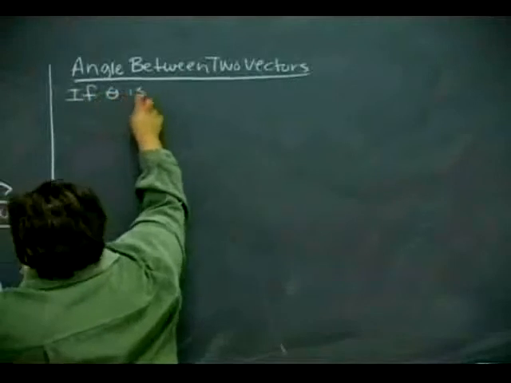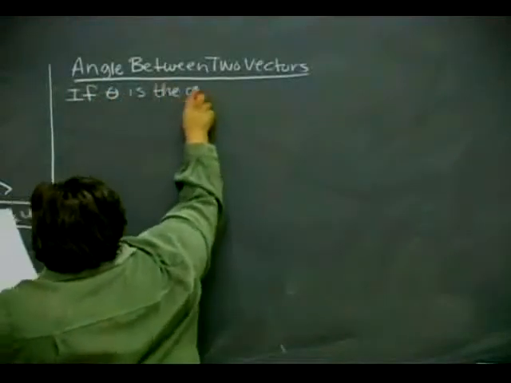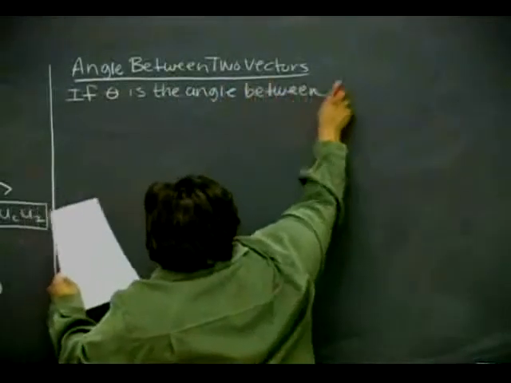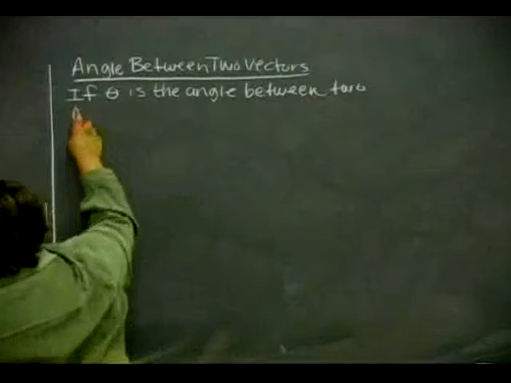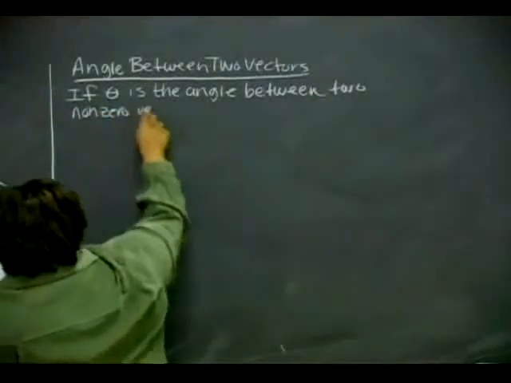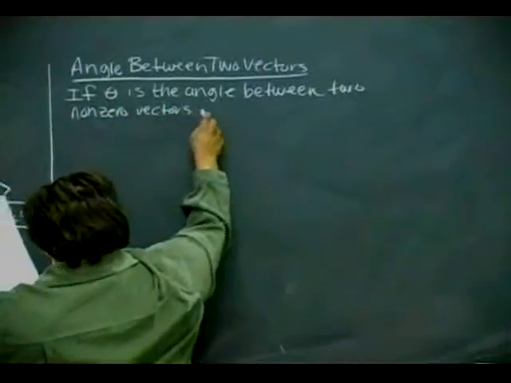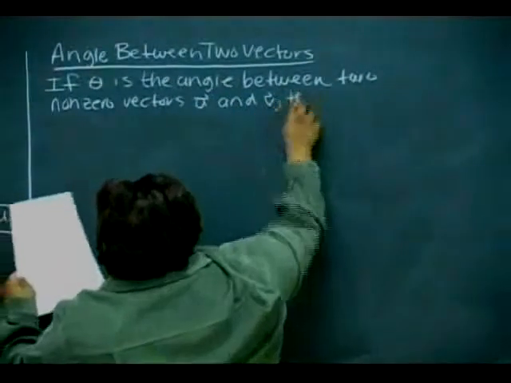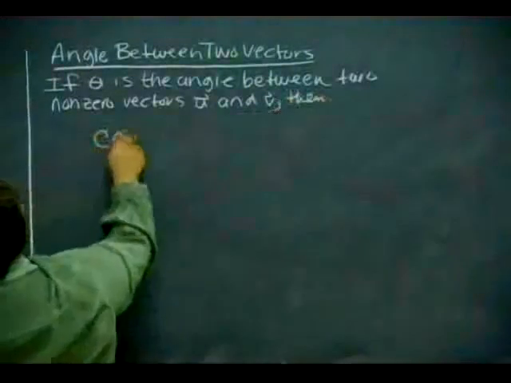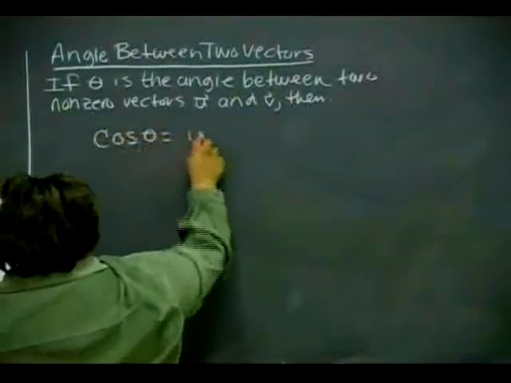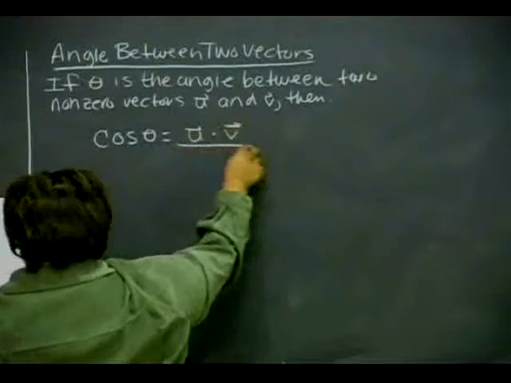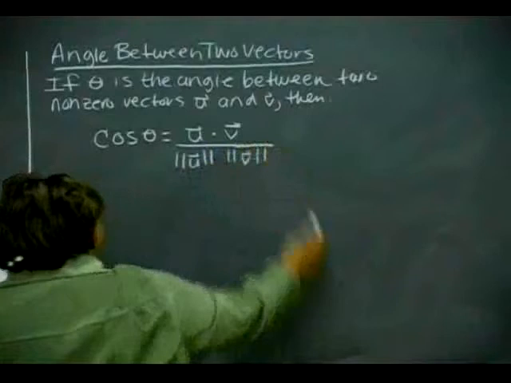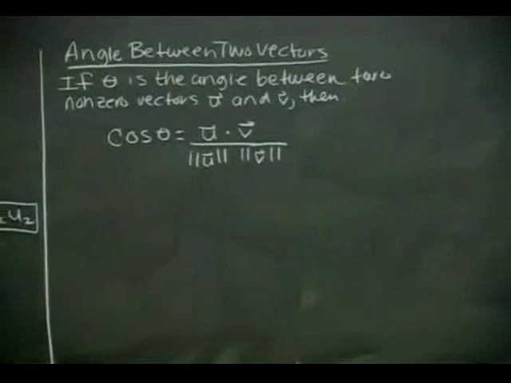If theta is the angle between two non-zero vectors, u and v, then cosine theta will equal u dot v over the length of u times the length of v. So we can find that angle theta.